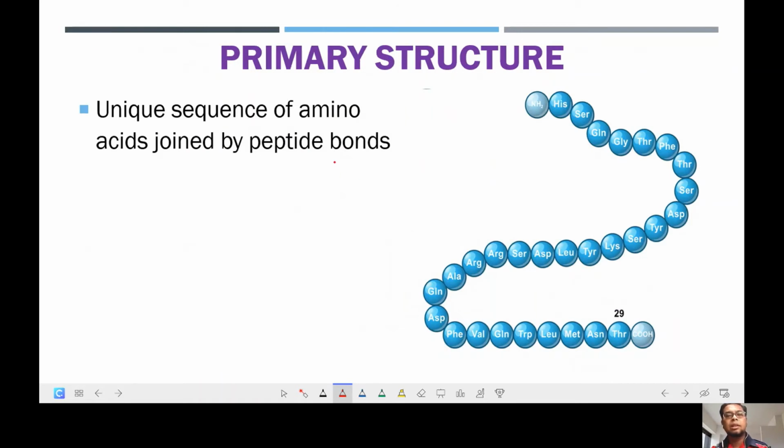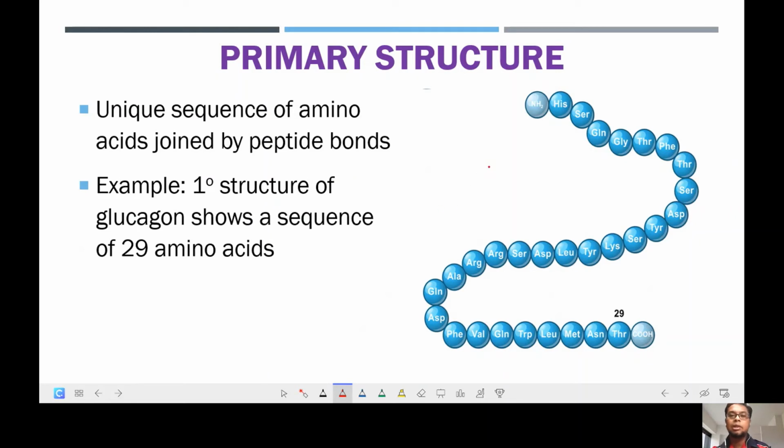So what is actually the primary structure of a protein? The primary structure shows a unique sequence of amino acids that are joined together by peptide bonds. For example, the primary structure of glucagon, which is a protein type of hormone, shows a sequence of 29 amino acids joined together by the peptide bonds. So there will be no other extra bonds apart from the peptide bond.